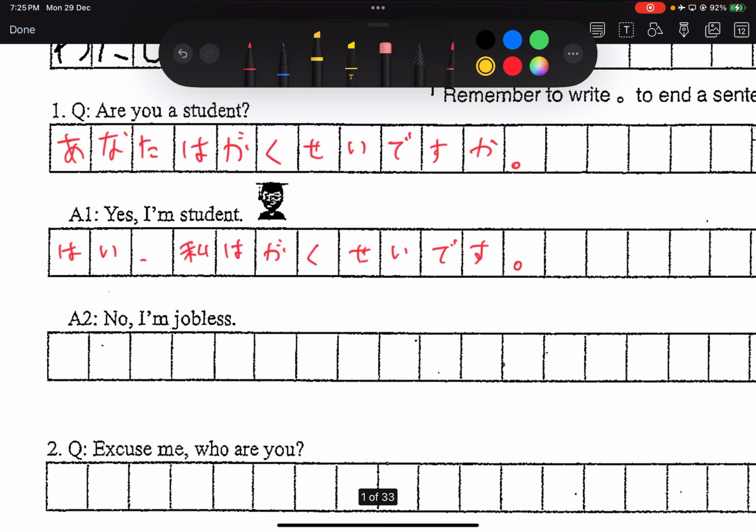Also, I just want to tell you something. In Japanese, usually when we are in a conversation, if I know that I'm talking about you or you're talking about me, we can start to not reply with 私 or あなた because we already know who we're talking about. So in this case, we don't need 私は. You can just say はい、学生です. It's also okay.